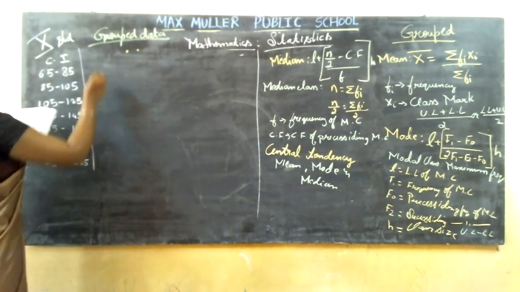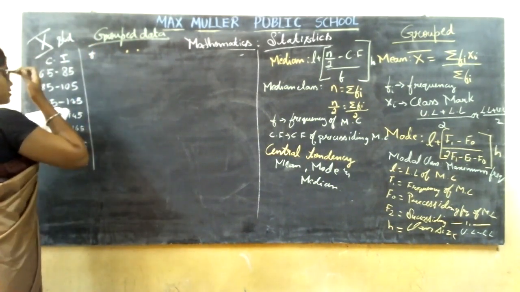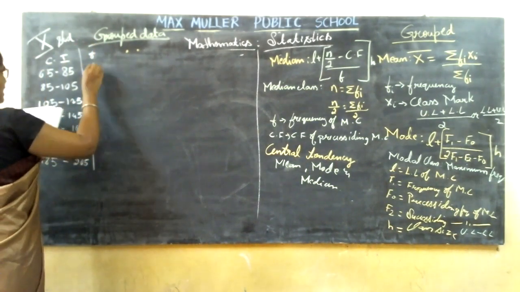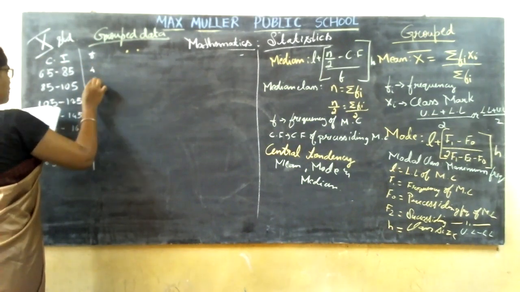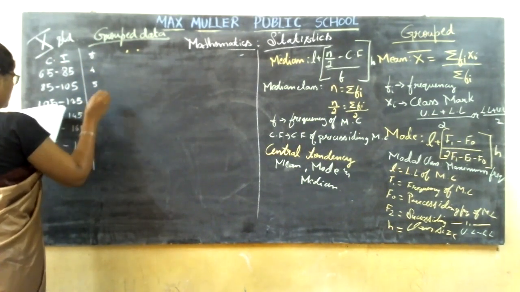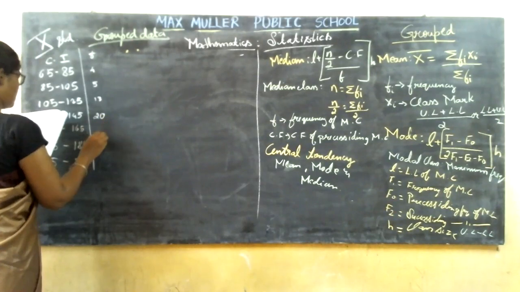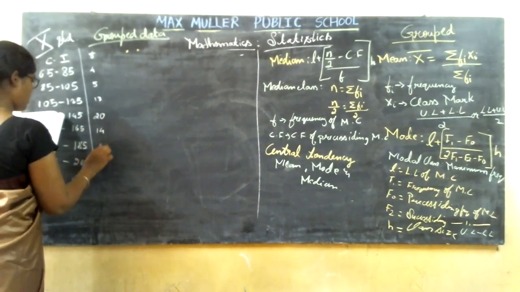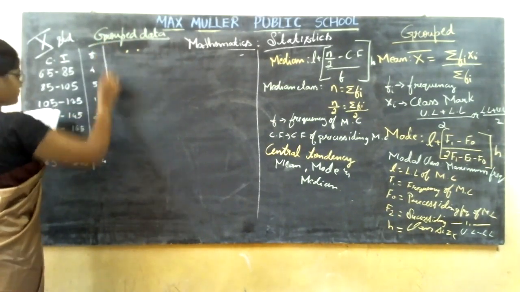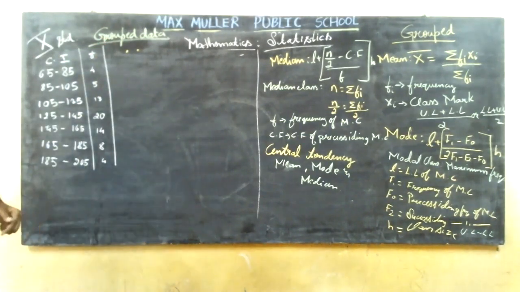Class interval is ready, and let me take the number of customers as F directly. So it is 4, 5, 13, 20, 14, 8, 4. Now ready. Central tendency. What does central tendency say?